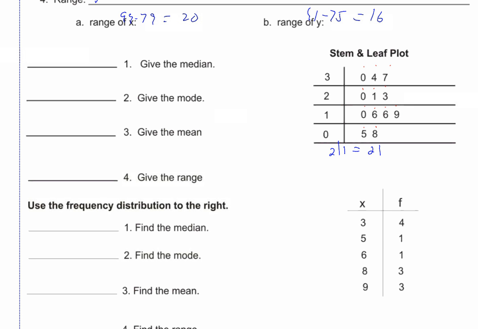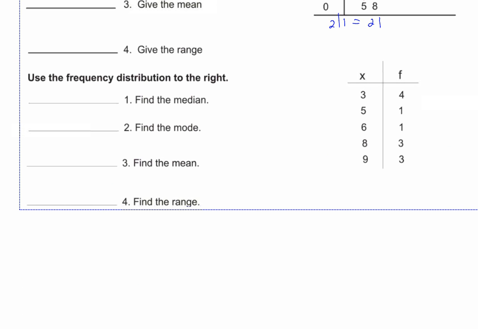The mode is easy to read in the stem and leaf. In this one, the mode is what? 16. Again, I don't know why you guys weren't that quick to say that. So again, you're looking for the most leaves for any given stem, and that's 16. Again, for the mean, you're going to have to add everything up. The median I mentioned, and the range would be easy, 37 minus 5, that's a 32.